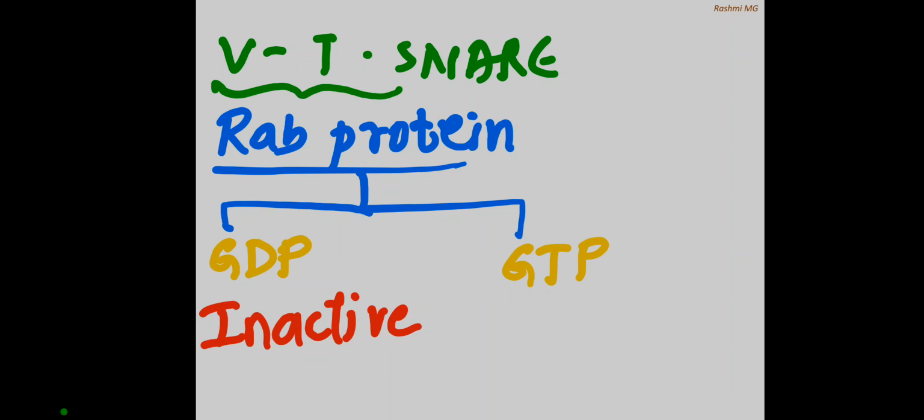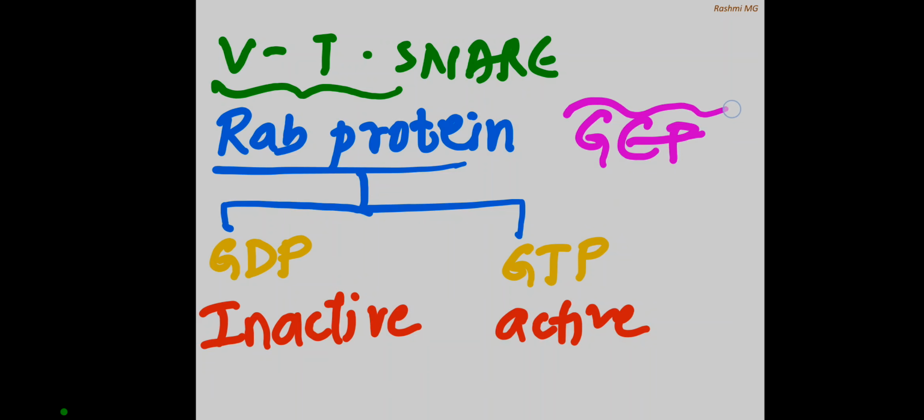And remain in cytosol. The Rab protein in GTP bound state is active and tightly associated with the membrane of an organelle or a transport vesicle. So what makes this Rab protein GDP or GTP? You remember I had given a term earlier, that was GEF. Guanine nucleotide exchange factor, which donates the guanine. The GDP is converted to GTP by this factor.